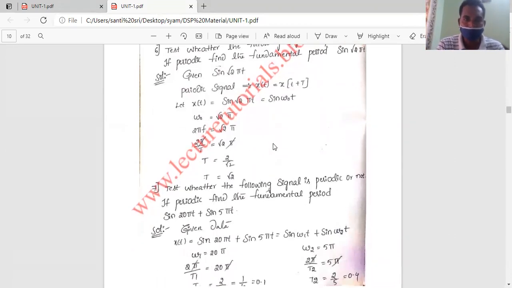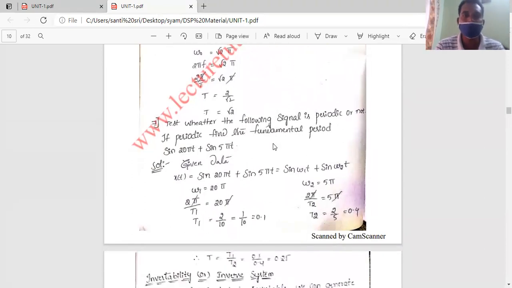Okay. Next, test whether the following signal is periodic or not. If periodic, find the fundamental period. It is like the above problem. It is given as sine 20 pi t plus sine 5 pi t. We will write this as sine omega 1 t plus sine omega 2 t. We will find the fundamental time period separately. So omega 1 equals 20 pi, and omega 2 equals 5 pi.